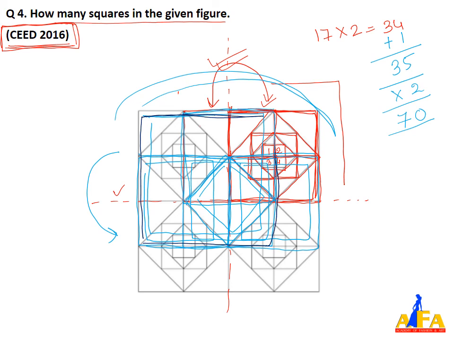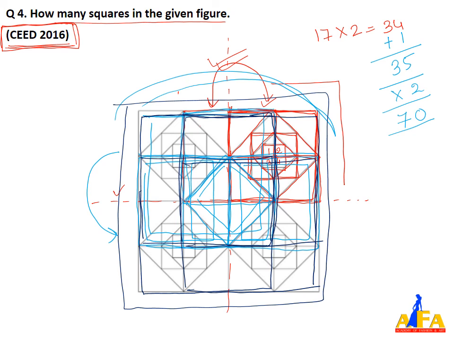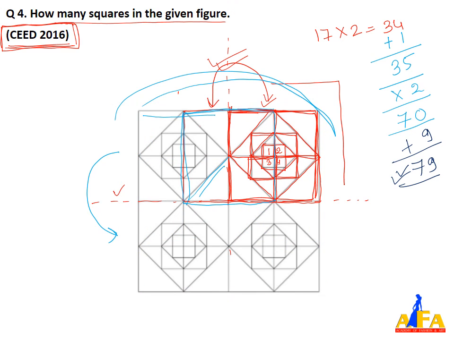5, 6, 7 and 8, and the bigger one is 9. So if we add 9, this answer becomes 79. This is the correct answer. Okay, maybe कुछ लोगों को समझ में नहीं आया होगा, so I think I should explain once again.